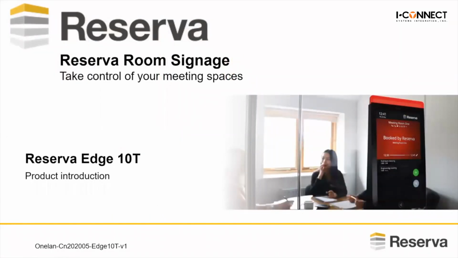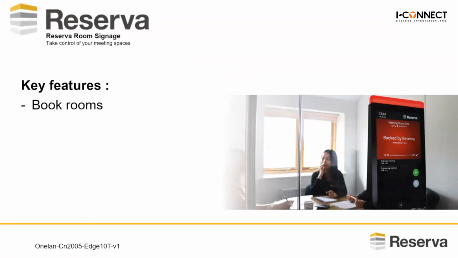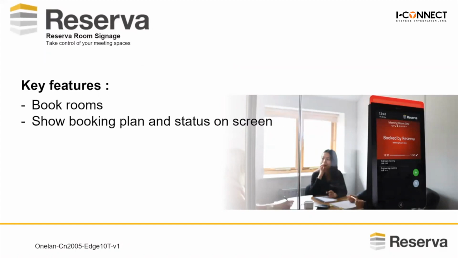OneLAN has, over the past few years, developed a meeting room booking solution that we branded Reserva, the product name Reserva Edge that you see here in the picture, and it is becoming very popular on the market. The key features you expect here are to allow you to make the booking for your room, to show this booking status on the display with a LED light showing green or red, and to give you the content on the screen of the current meeting and the next meetings in the planning.